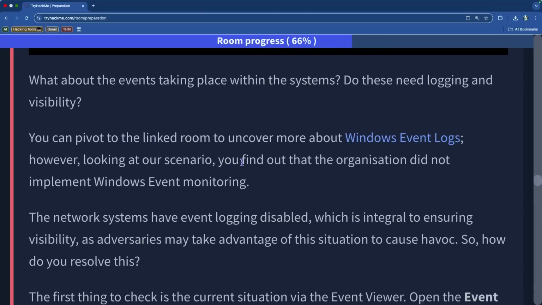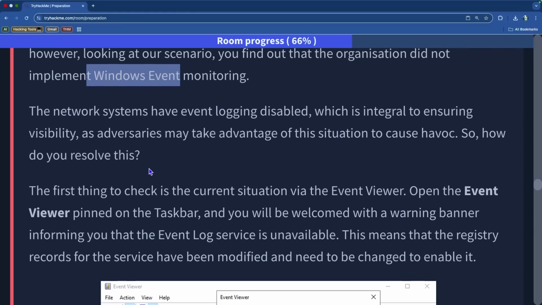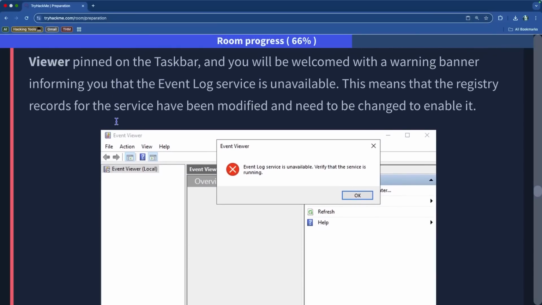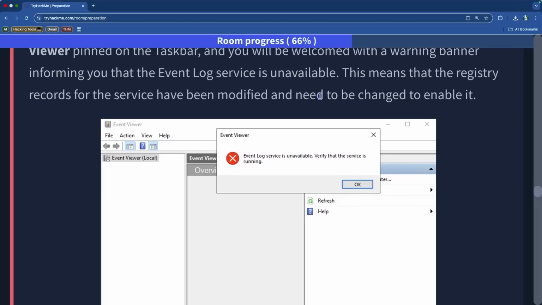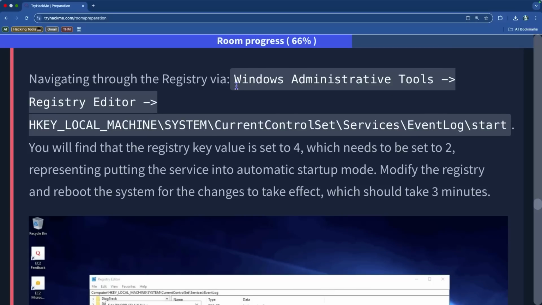And looking at the scenario, you can find out that the organization did not implement Windows event log monitoring. The network systems have event logging disabled, which is integral to ensuring visibility, as adversaries may take advantage of the situation and cause havoc. So how do we resolve this? We would open the event viewer, and then you will be welcomed with a warning banner that the event log service is unavailable. This means that the registry records for the service have been modified and need to be changed to enable it. So then we will go to the registry by going to Windows Admin Tools, Registry Editor, and then we need to get to this specific path.